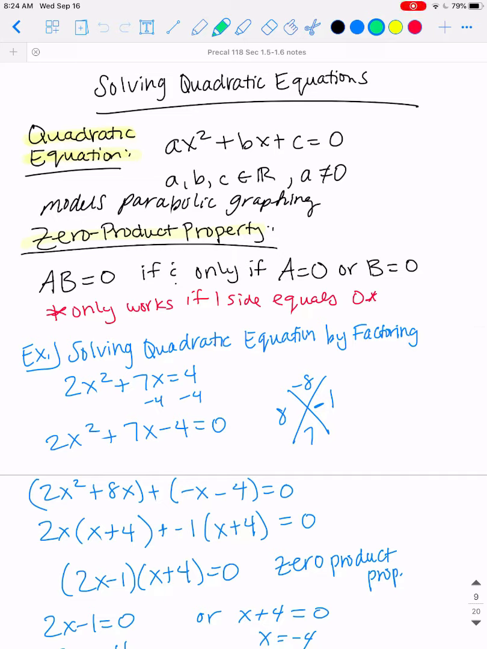Hey everyone, we're continuing with section 1.5 and quadratic equations. So we're going to focus on how to solve a quadratic equation.